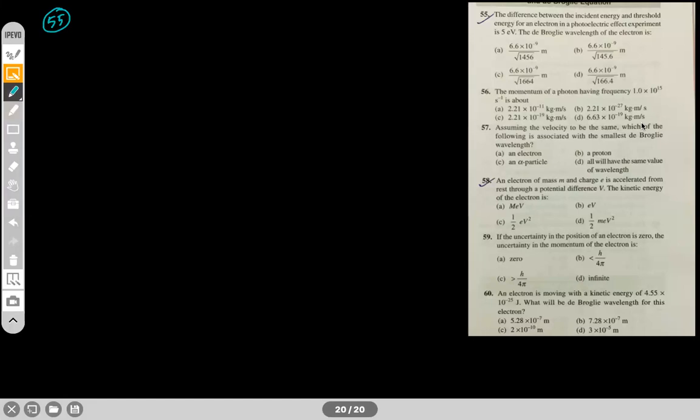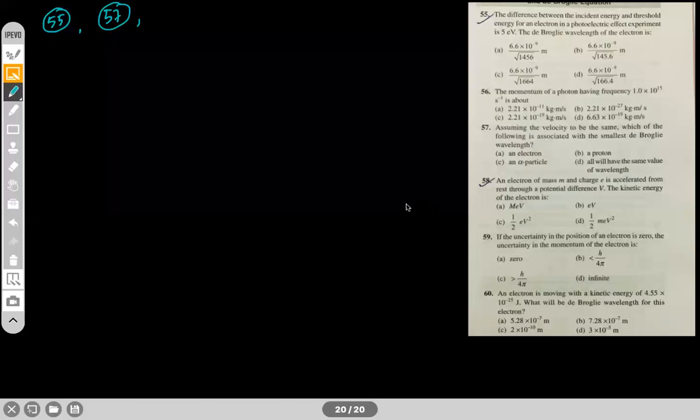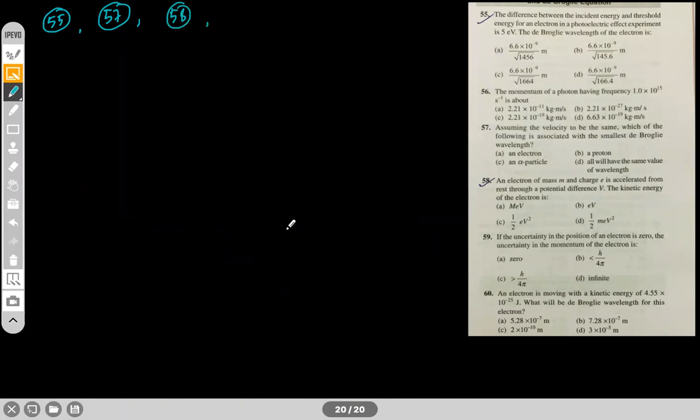One electron volt is equal to 1.6 into 10 to the power minus 19 joule. I have already given you all these things. If you do not remember, you won't be able to solve the question. No, not all. You need to do question number 55, question number 57, question number 58, and 60. Only 56 you don't have to do.